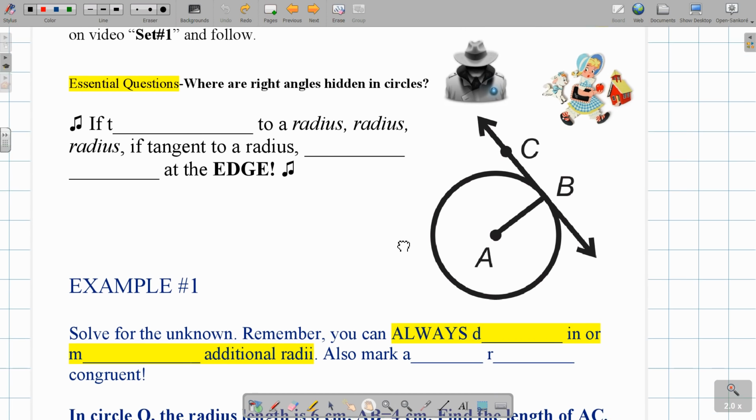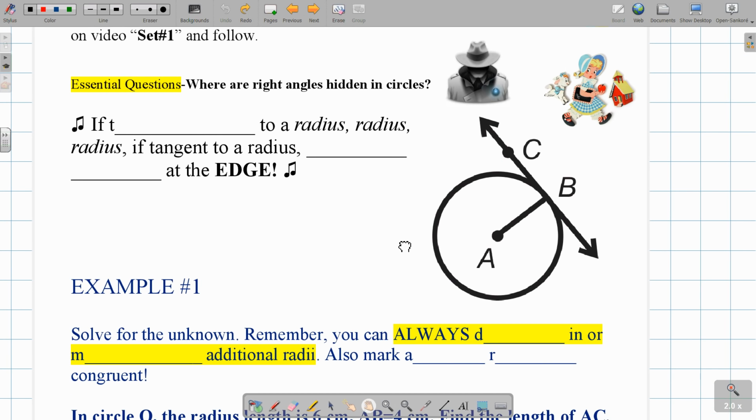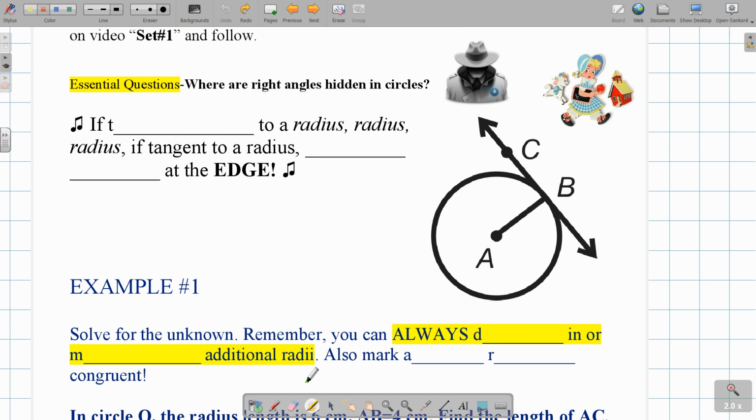So today's lesson is about undercover right angles. There are right angles hidden in circles. That's why I have this little detective guy, undercover. And they are hidden where you have a tangent and a radius or a diameter.